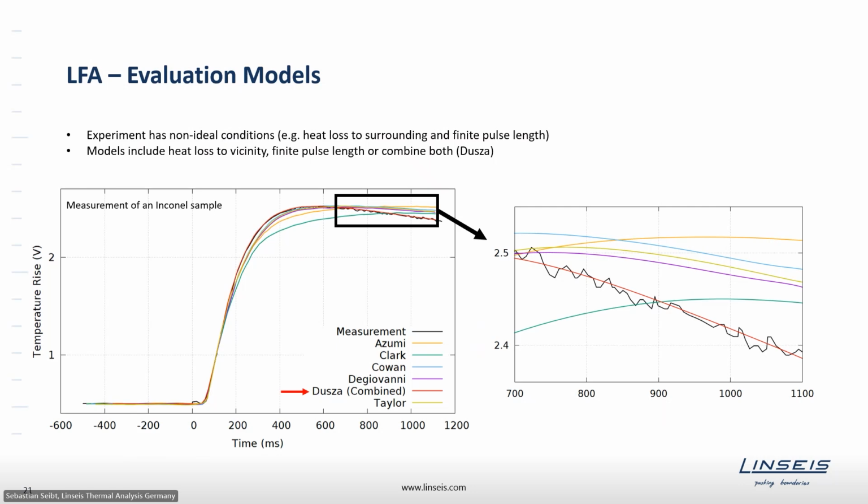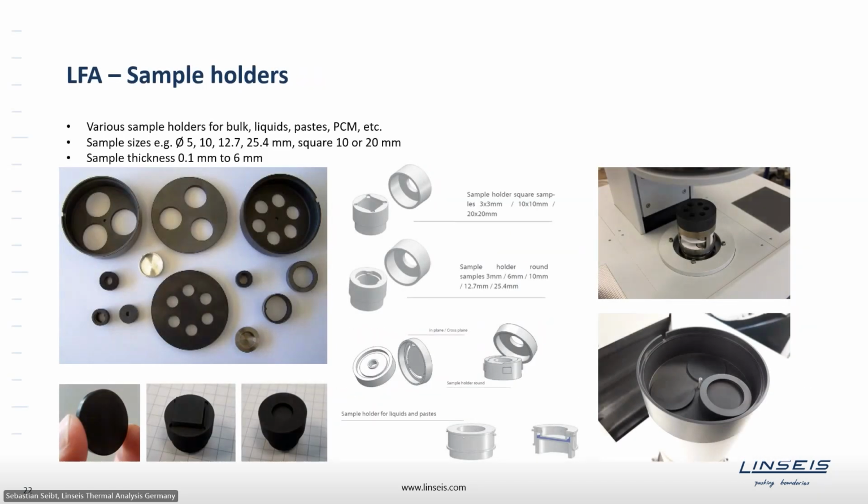Then on the next slide, you can see a bunch of different sample holders, which we offer for our laser flash system. On the left, you can see the sample carousels, so that we can load in up to 3 or 6 samples at the same time, so all can be measured in just one run.